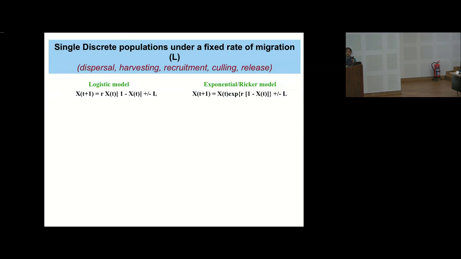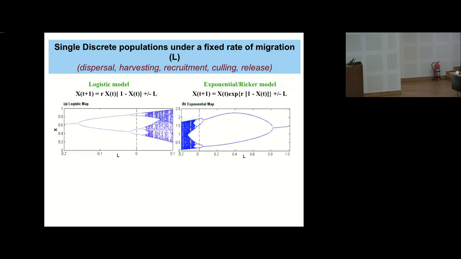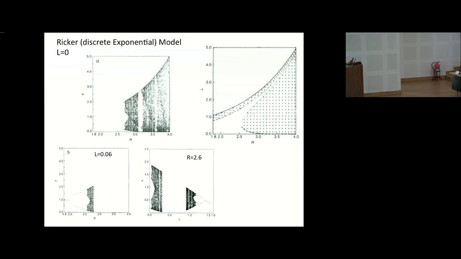Now when you do this, what comes? Let me just go back to this. This is the Ricker model when there is no migration, with a single population. Basically, this is its bifurcation diagram. This I have shown you earlier. Up to 2, it is stable. Then beyond 2, it's periodic. Then it's period doubling, bifurcations, and chaos.